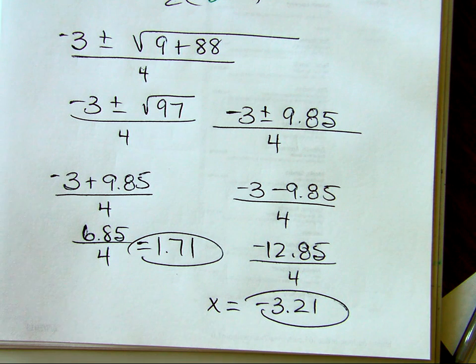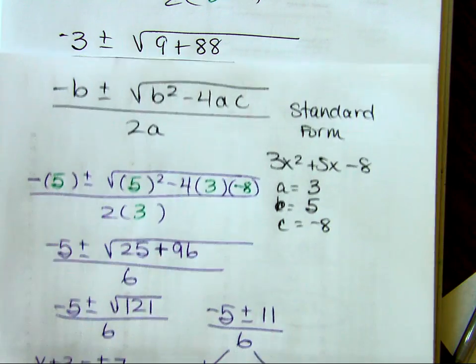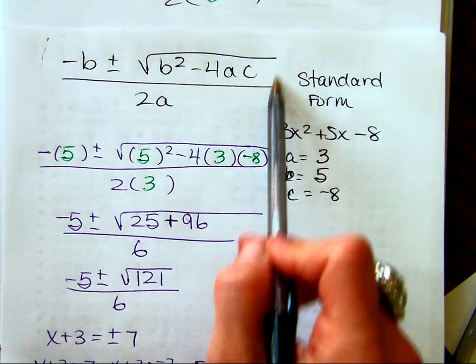Okay, so quadratic formula is your third choice when it doesn't factor, when you don't want to complete the square in terms of it being a little too sloppy. You remember this formula and you start to plug in the values and you work through that. Okay?